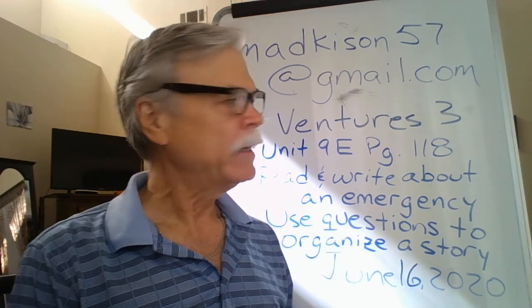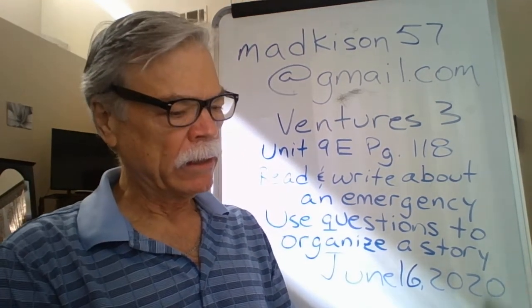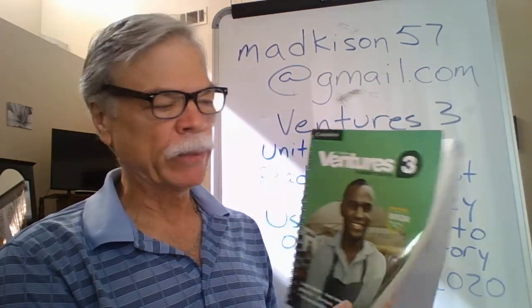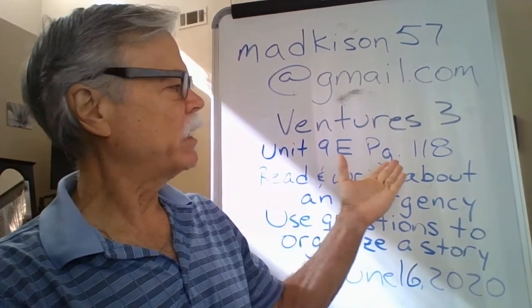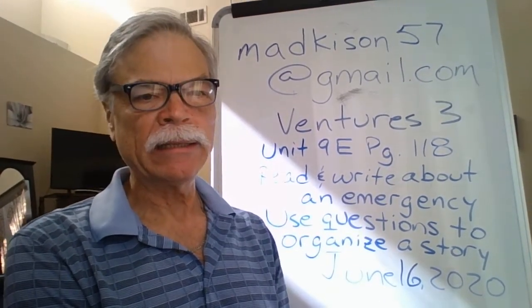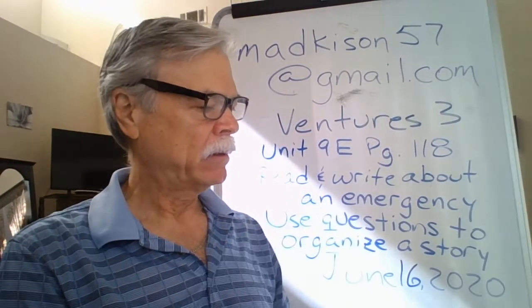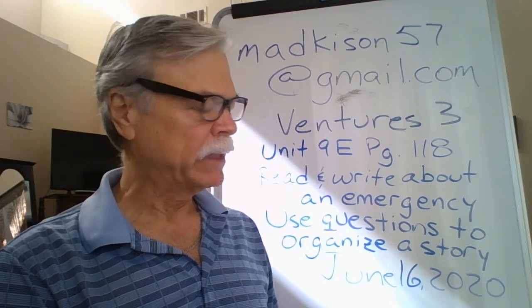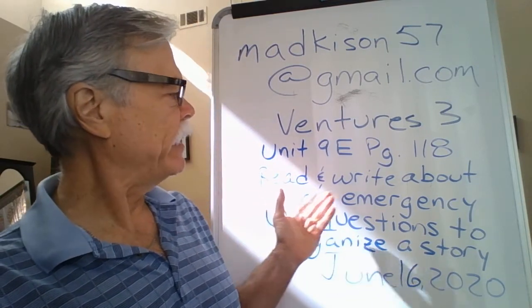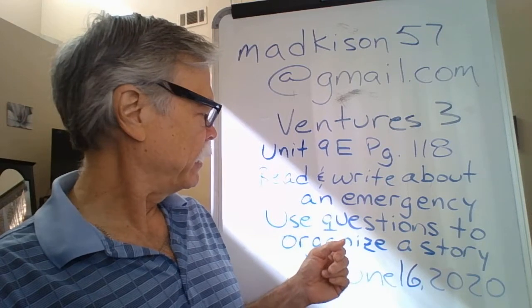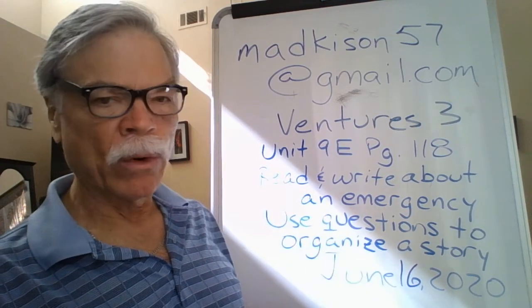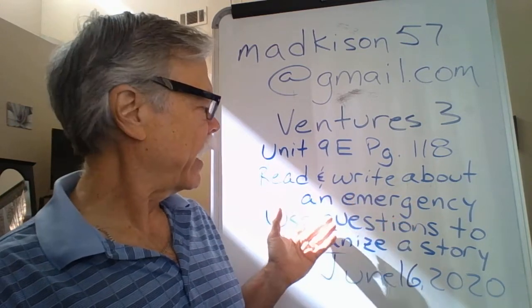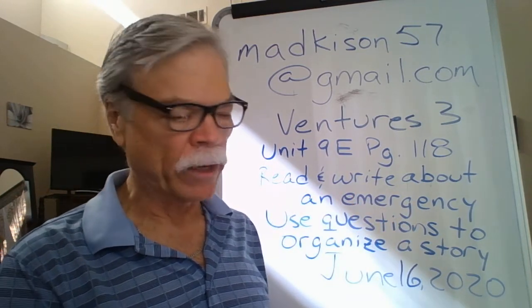What we're going to do today is we're going to start in the Ventures3 book. So please open your Ventures3 book to page 118. It's lesson 9E on page 118. And the focus of today's lesson is that we're going to read and write about an emergency, and we're going to use questions to organize a story. Read and write about an emergency and use questions to organize a story.